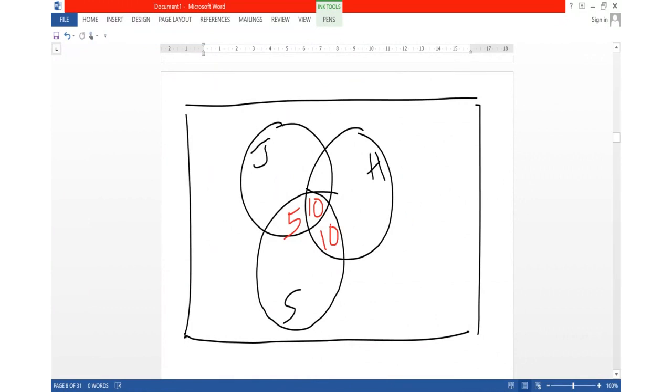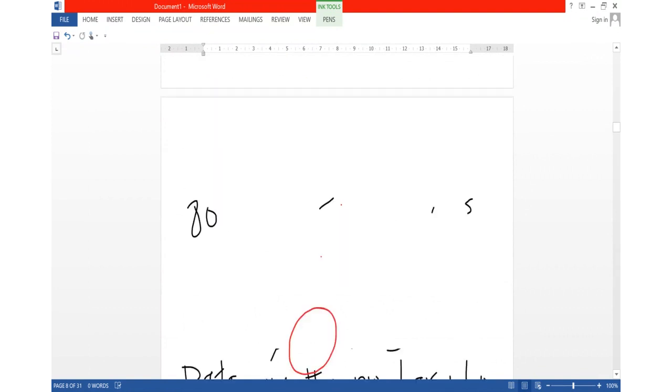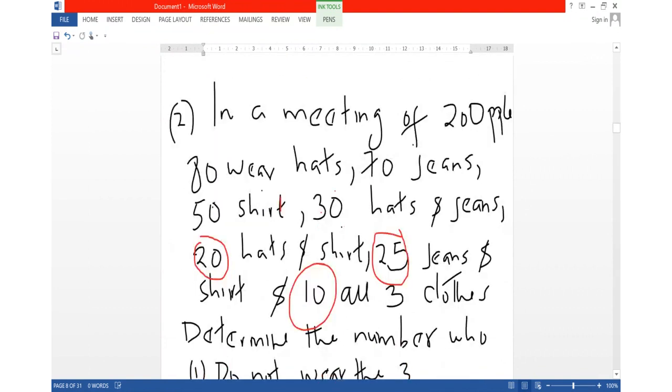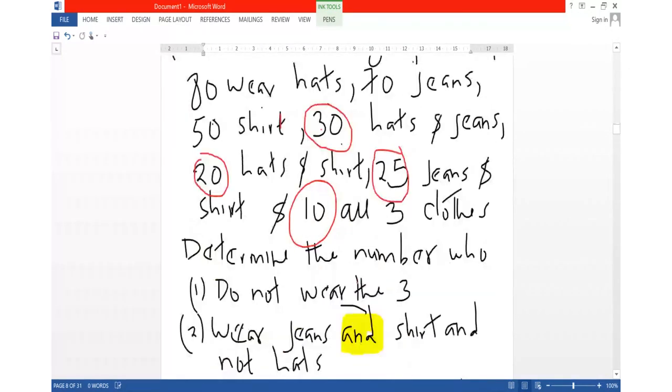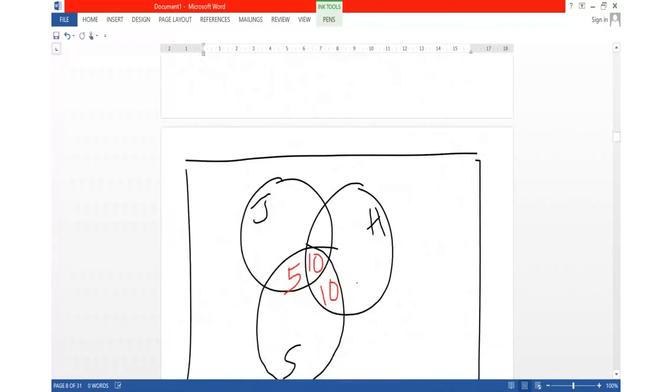Let's go to jeans and hats. You see there how many? Jeans and hats, they are 30. Already we have listed 10 on the intersection. The intersection is this one here, you can easily see it. Already we have listed 10 and they are 30, so the remaining number will only be 20.